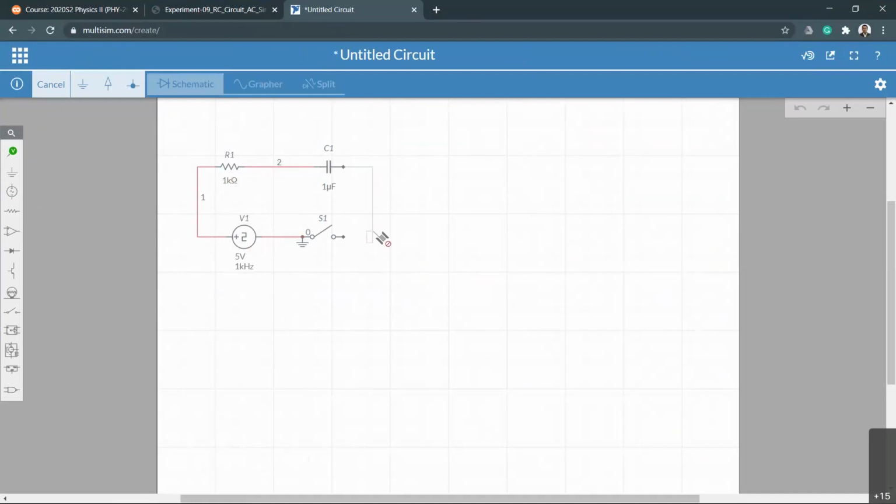Okay, good. Now that is our circuit. Now let's close this switch first, because only then the circuit works properly. Now we have an RC circuit.